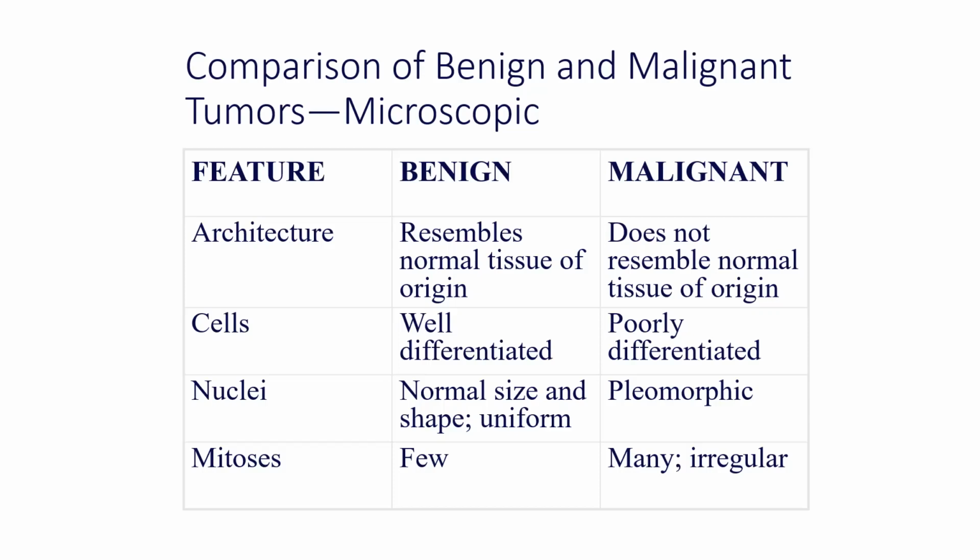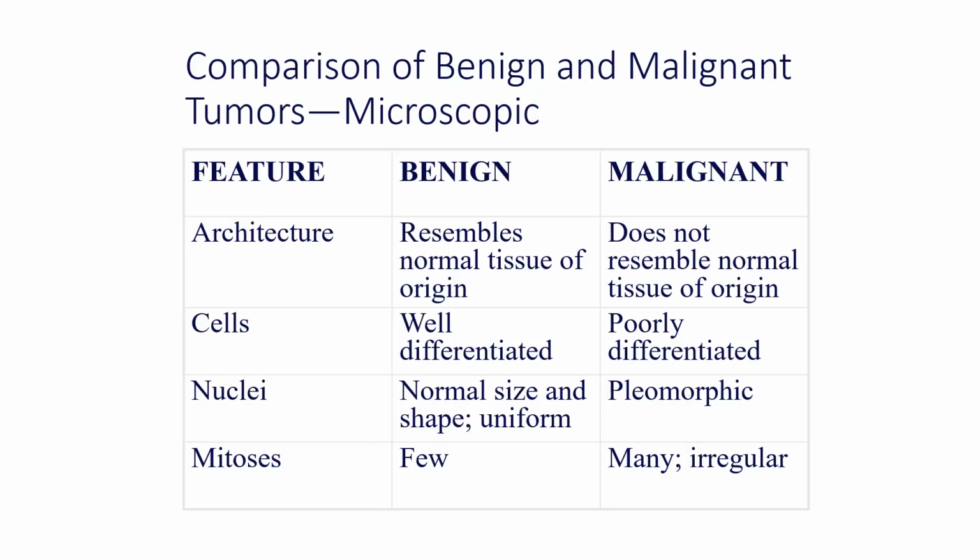Cells are well differentiated in benign tumors, but poorly differentiated in malignant tumors. The cells are produced quickly and haphazardly, so they don't have the opportunity to perfect their size, shape, and differentiation once they're in the malignant form.